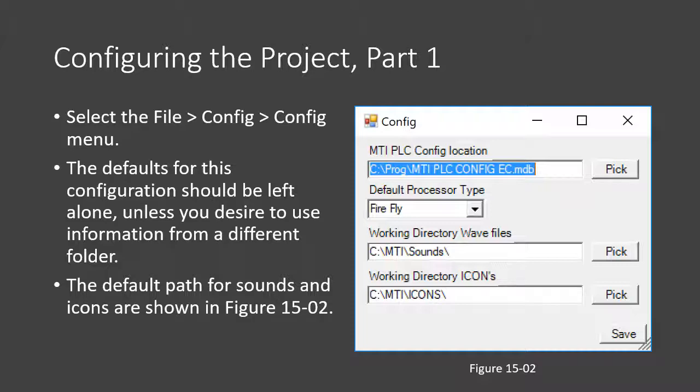One thing to note is the default paths for the sounds and the icons are shown in figure 1502, and there's a significant thing about that I'd like to note, which is that MTI provides a number of default sounds and icons, but you can design your own sounds and icons. You can produce any WAV file that you want and then use it in the ProDesign software by copying that file into the C MTI sounds directory. And the same thing's true of any icon. If you want to take any standard icon maker software and create an icon that you wish to use, then you can do that and save that as an ICO file and then copy it into the MTI icons directory.